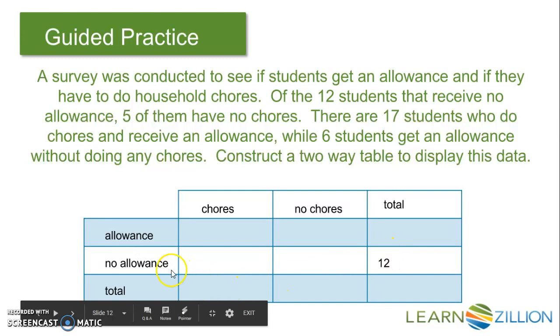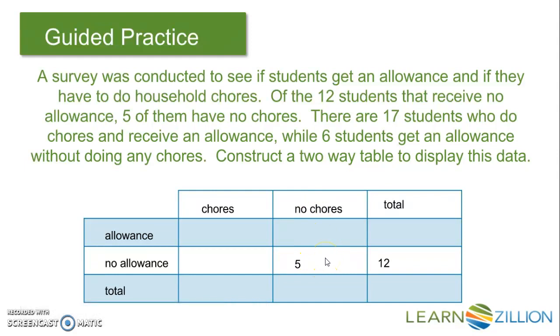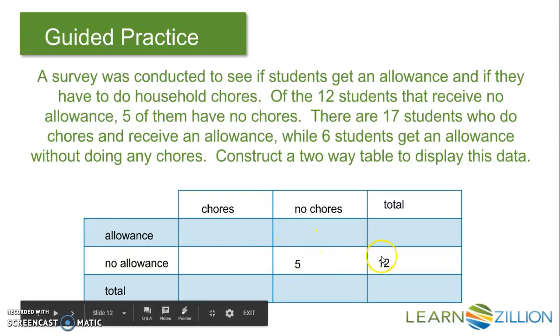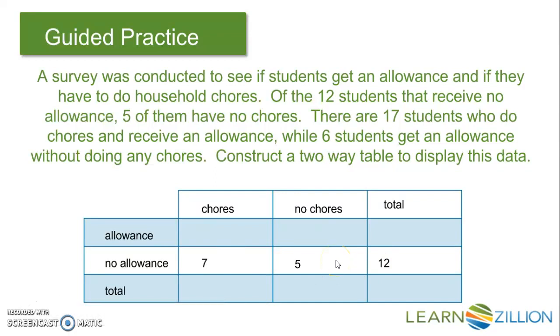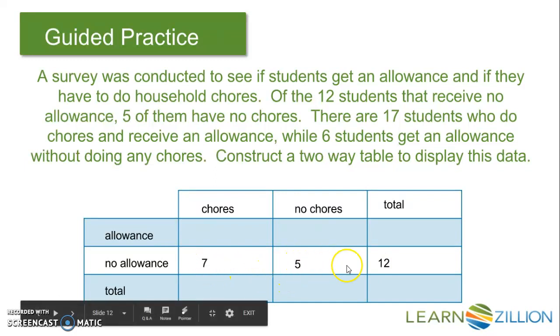12 students. Of the 12 students that receive no allowance, 5 of them have no chores. So now you're going to look here. No allowance, 5 of them have no chores. Well, that would go there. First, we look here. So we know that there's 12 here. So if this is 5, what is this going to be? Okay, so we have to subtract. 12 minus 5 is what? 7. Because 7 plus 5 is 12. So now we have no allowance, but they do chores, 7 of them.